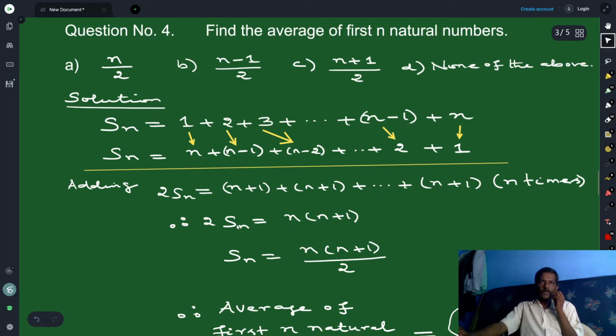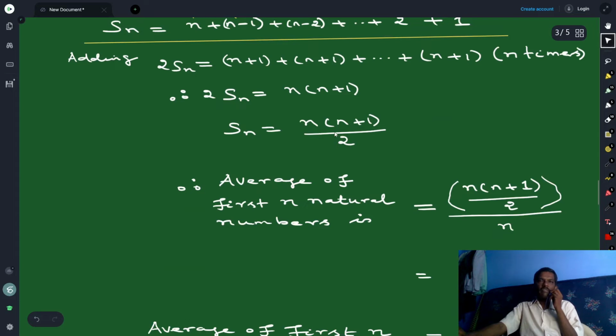So 2 times Sn is equal to n times n plus 1. Therefore Sn is equal to n into n plus 1 divided by 2. So this is the sum of first n natural numbers. Now to find the average, we have to divide this sum by the total number of observations, which is n. Therefore the average of first n natural numbers is n into n plus 1 over 2 divided by the number of terms. So the numerator is the sum, and the denominator is the number of terms.